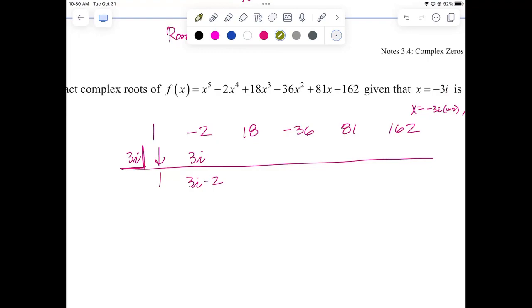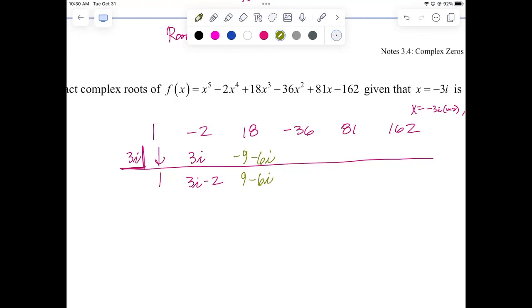It's 9i squared. But wait, don't write down 9i squared. What's another name for 9i squared? Negative 9. Very good. And then distributing, we get 3i times negative 2. That's minus 6i. Are you with me? And now we add vertically. 18 minus 9, that's 9. So we get 9 minus 6i.